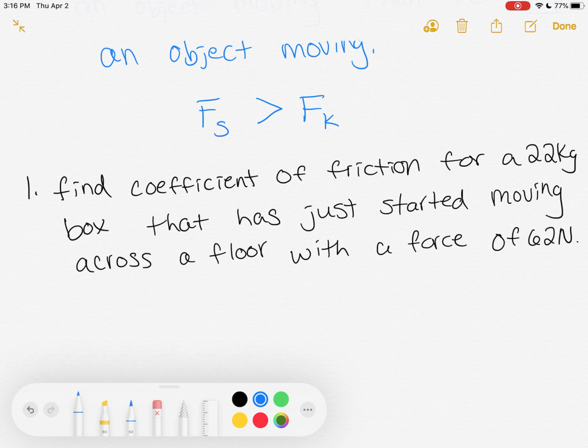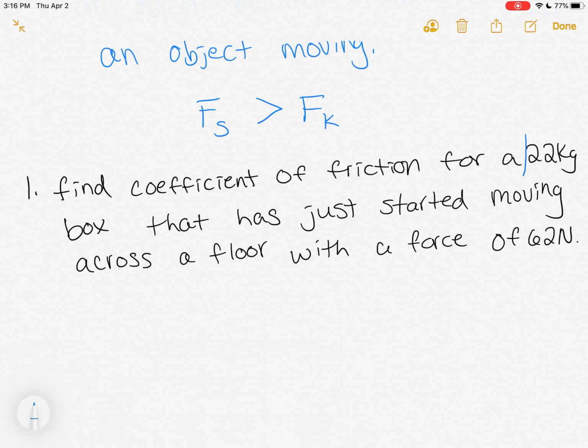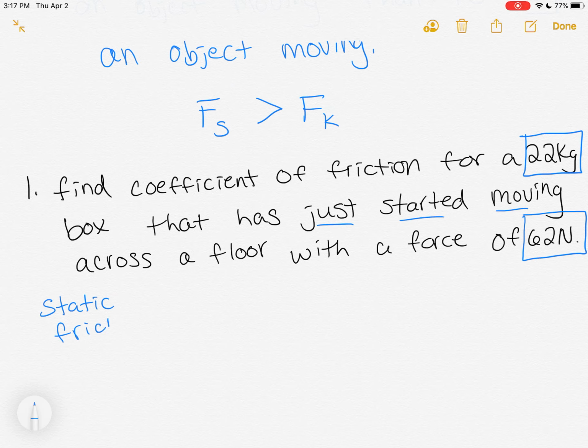Okay, first thing I want to do is pick out some information from my question. So I know that the mass of my box is 22 kilograms, and I know that it's moving across the floor with a force of 62 newtons, and I know it's just started moving. That's how I know that I'm going to be dealing with static friction rather than kinetic friction. If it was kinetic friction, the box would have already been moving.